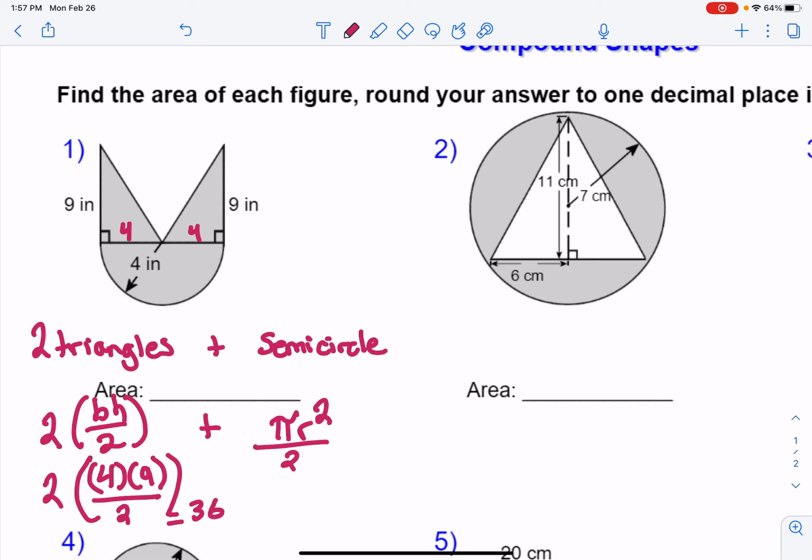All right, now let's find the area of the semicircle. For our semicircle, we need to find the radius of the circle, which they gave to us, which is 4. So when we replace our values, we're going to do 3.14 times 4 squared divided by 2. 4 squared is 16. 16 times 3.14 is 50.24. 50.24 divided by 2 is 25.12.